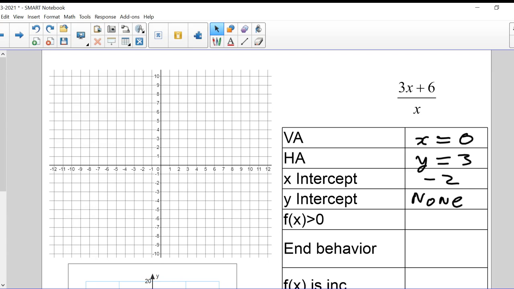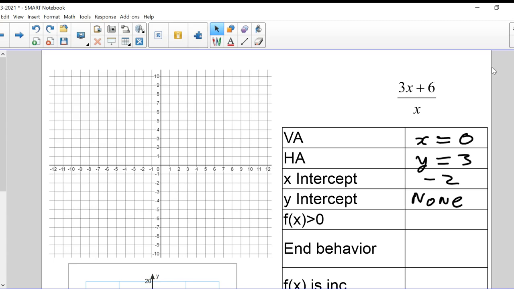And there's a good reason for that. The vertical asymptote is the y-axis. So if there's a vertical asymptote there, then it's not going to have a y-intercept because the y-axis is the x equals 0 line. They're one and the same. Don't forget that. The x equals 0 line is the y-axis.